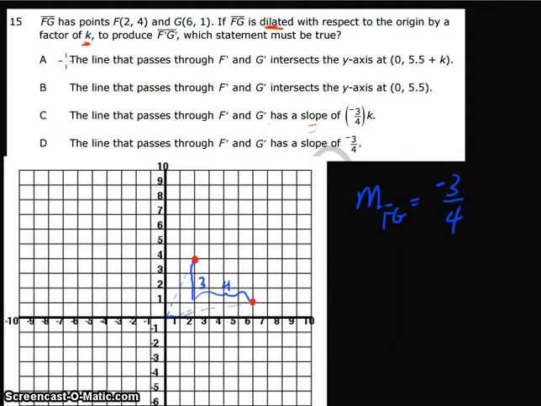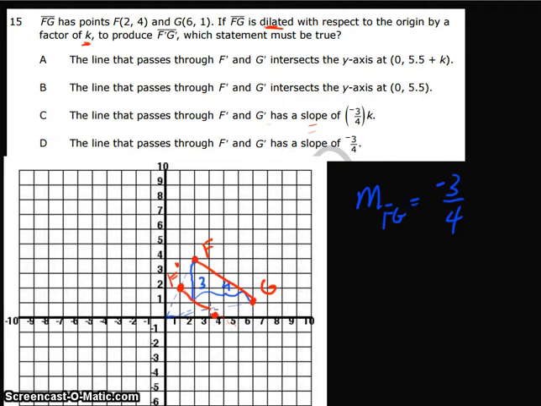Based on this, I'm going to connect these two points to show that this is FG, this is F, this is G, and it's dilated by a certain factor K. If we've dilated by a certain factor K, everything is going to be reduced by the same factor. So for instance, if F is reduced to this point, F prime, G is also going to be reduced by the same scale factor. In this case, it might just be somewhere around here.